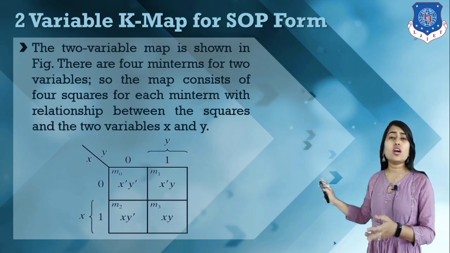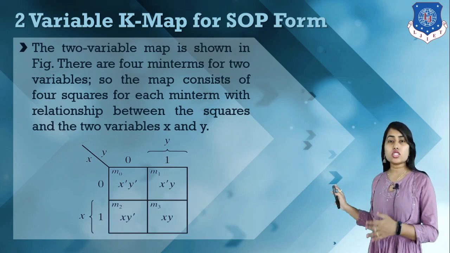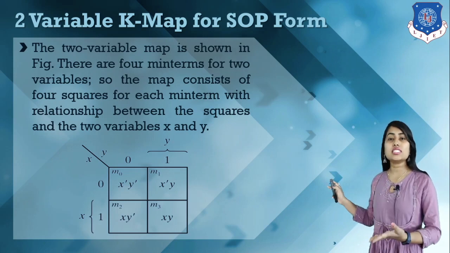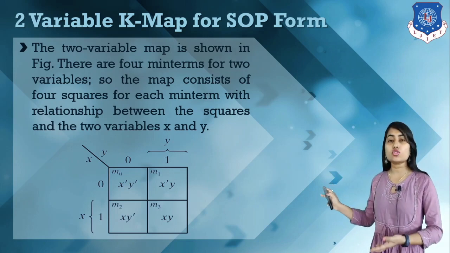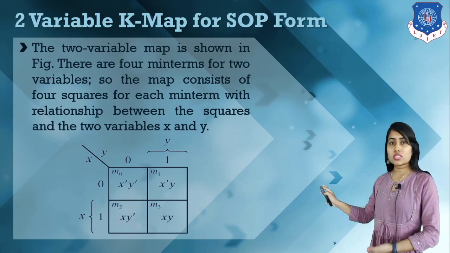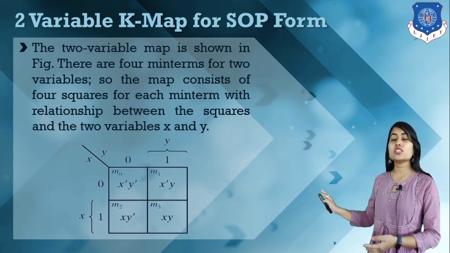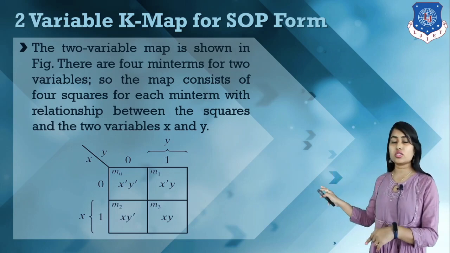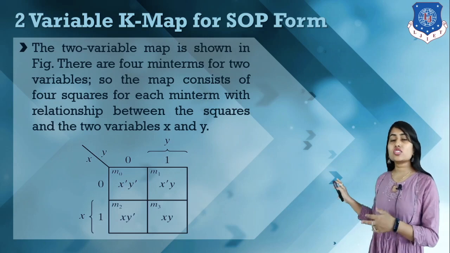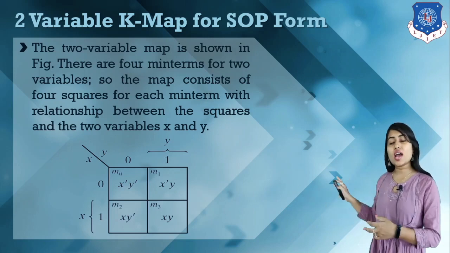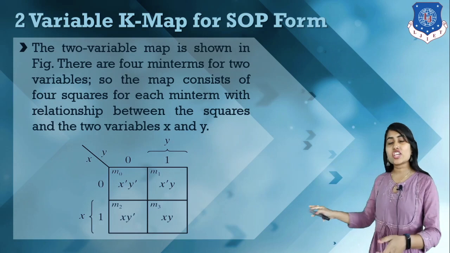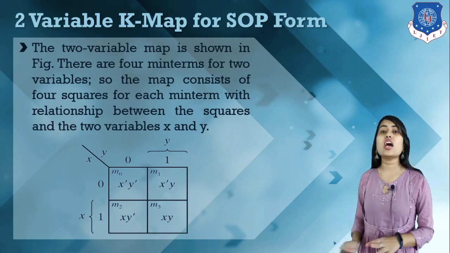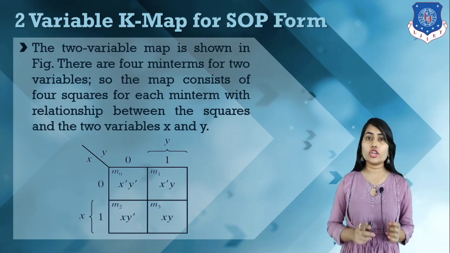So if we have this kind of 4 squares, what terms are represented by these squares? The first term is x dash y dash, which belongs to 0. Okay, so 0 is written over here. Then for 1 it is x dash y, then x y dash and x y. Okay, so this is how we can make a K-map for two variables.